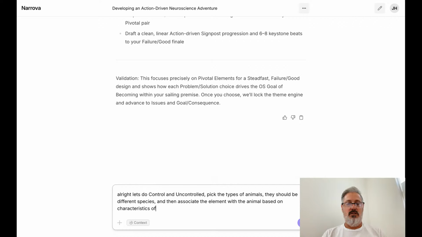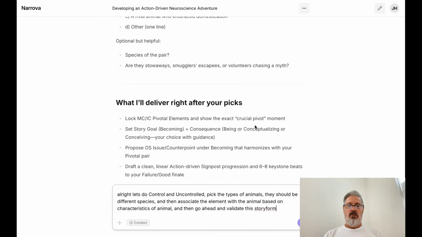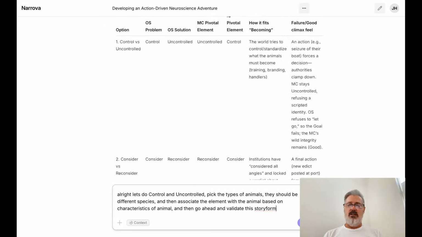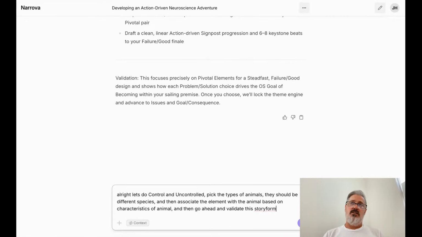So if it's a crazy, wild, frenetic animal, it'll probably be the uncontrolled, whereas the other one would be more controlled. And then go ahead and validate this story form. So people who are expert Dramatica people probably saw some things where they think, I don't know if it quite works.